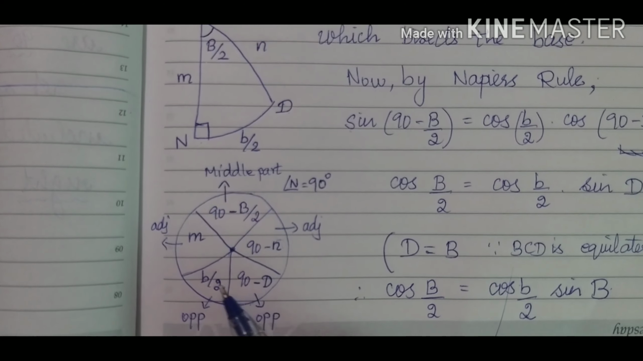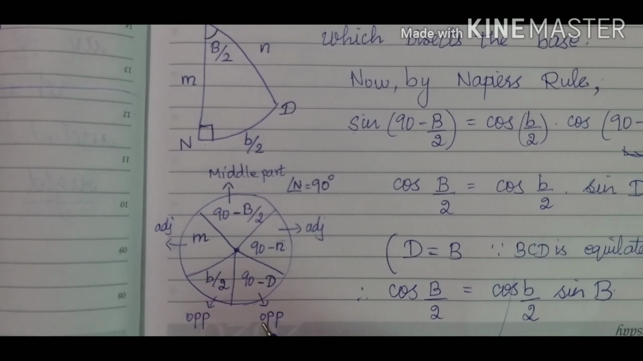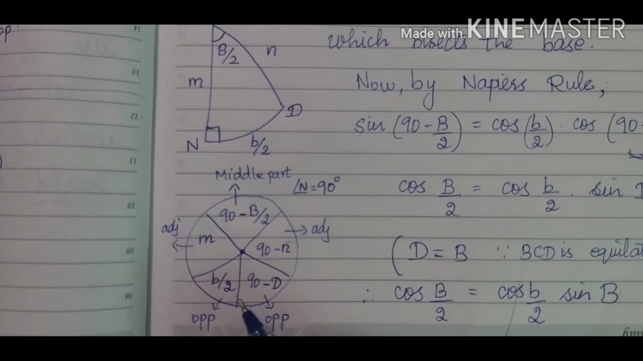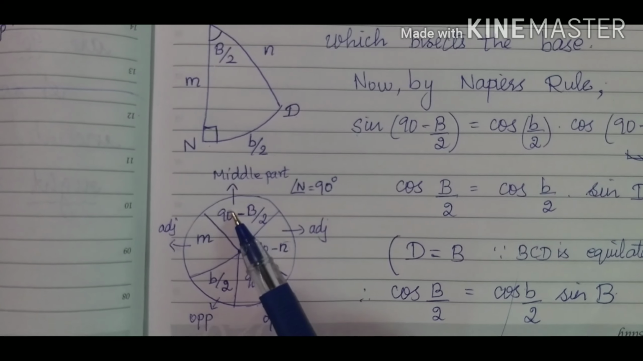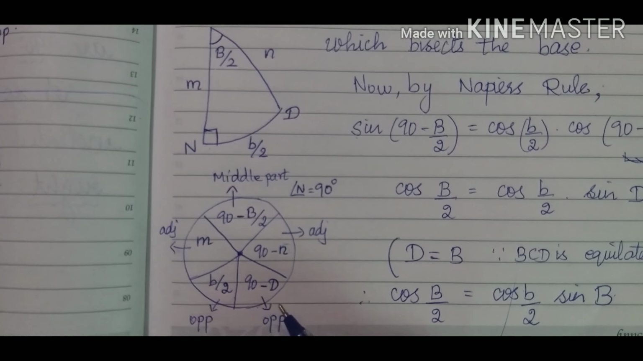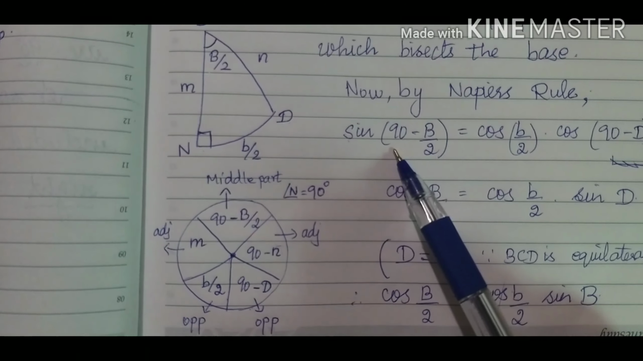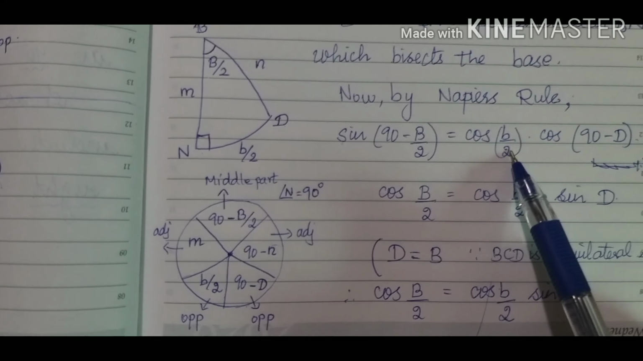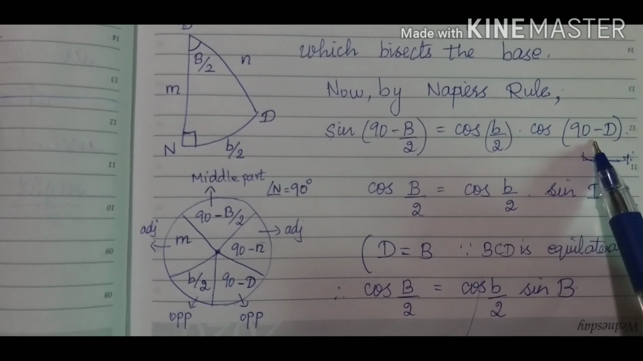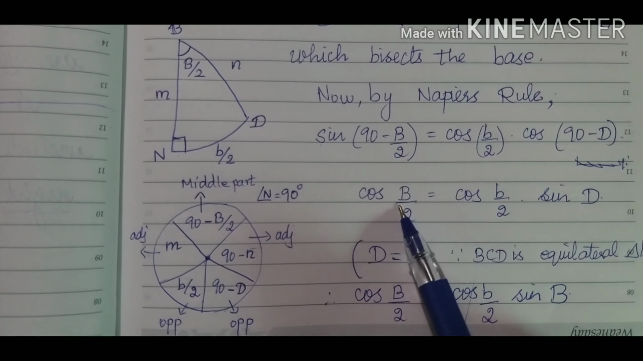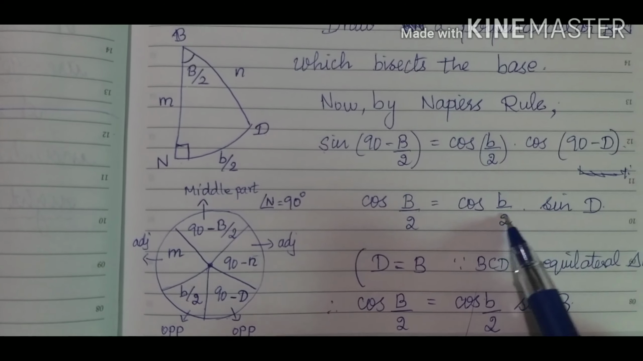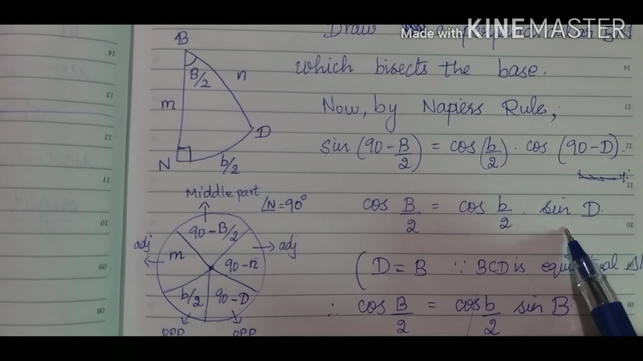Okay, so since we have b by 2 in the opposite portions, I'm going to make use of the sine rule, where sine of middle part is equal to product of cosines of opposite parts. So sine of 90 minus b by 2 is equal to cos b by 2 into cos 90 minus d. Sine 90 minus theta is cos theta, so this is cos b by 2. Again, cos 90 minus theta is sin theta.